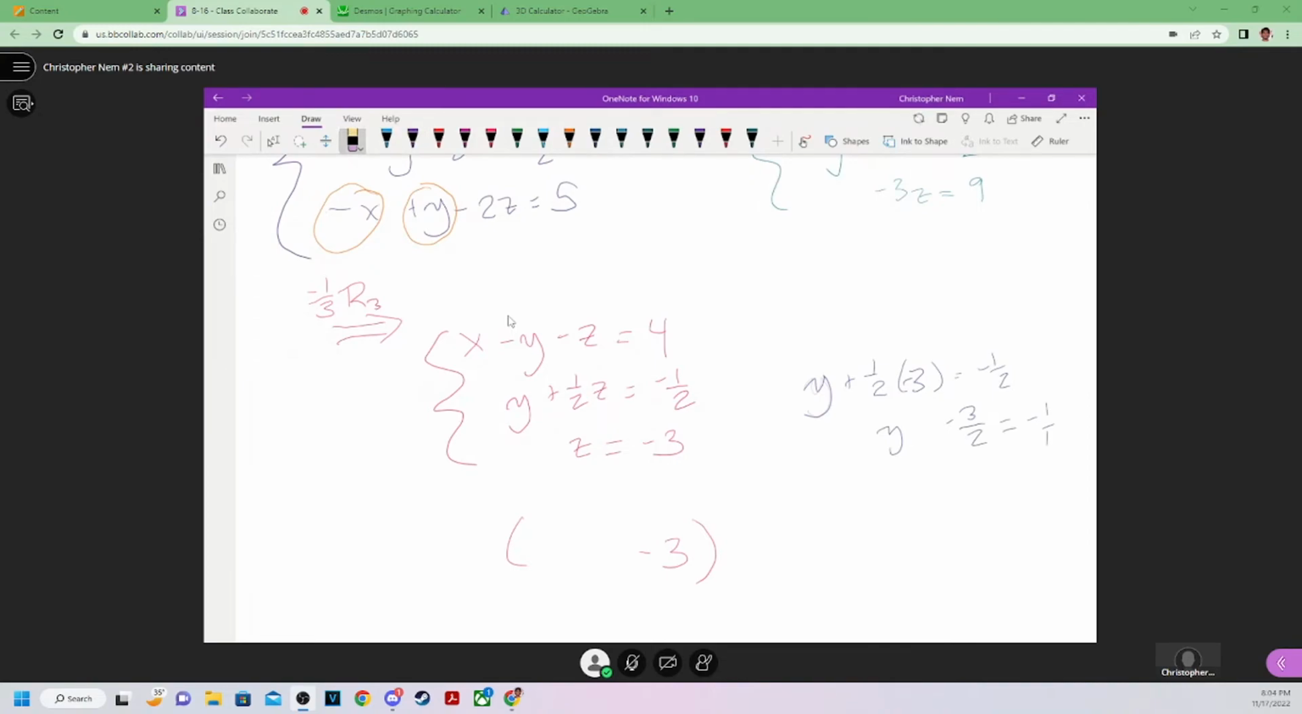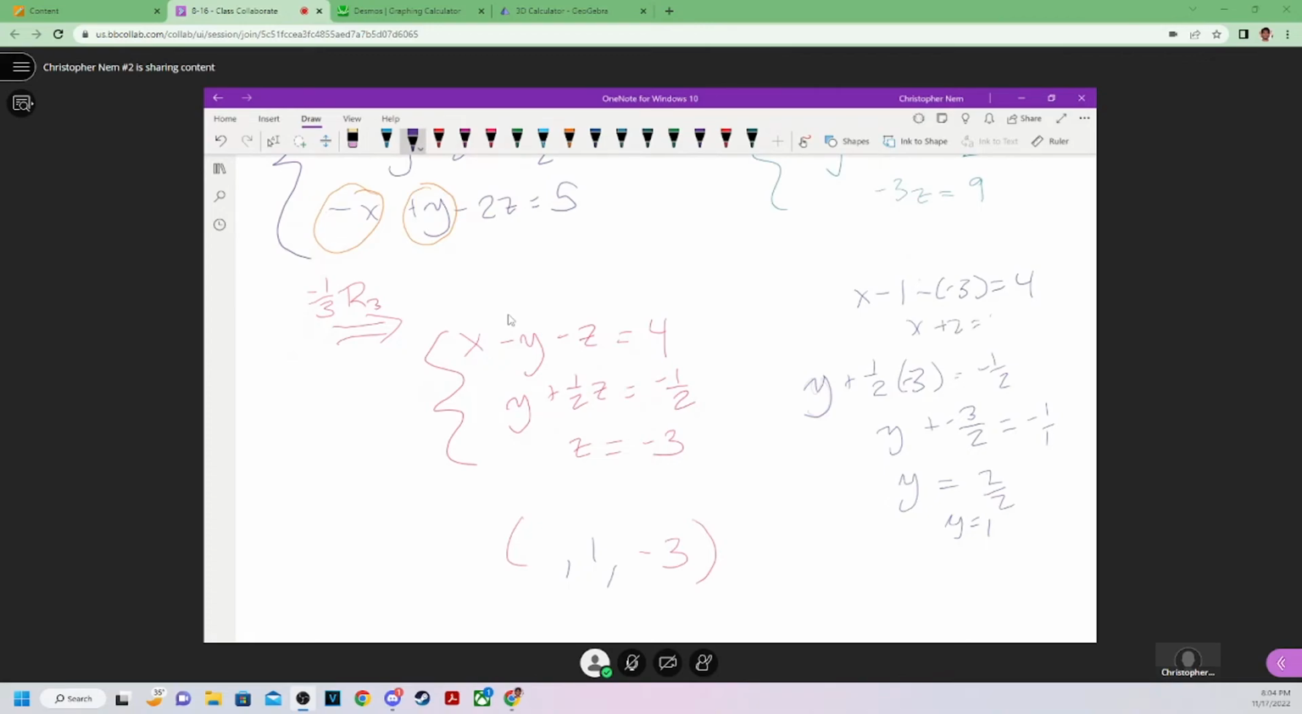It's not an equal, so this is a plus. Keep messing that up. Now I'm going to add 3/2 to both sides, so I get y is equal to 2/2. y is equal to 1. That worked out nicely, even though it was a fraction. And if I plug it into the final one, that's x minus 1 minus negative 3 equals 4. x, what is that?